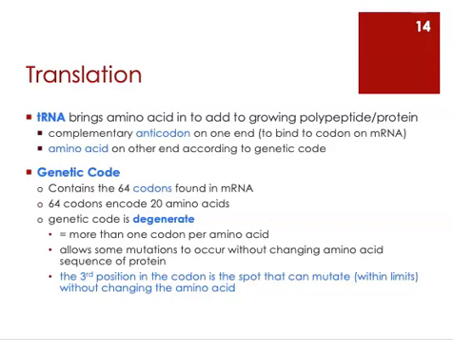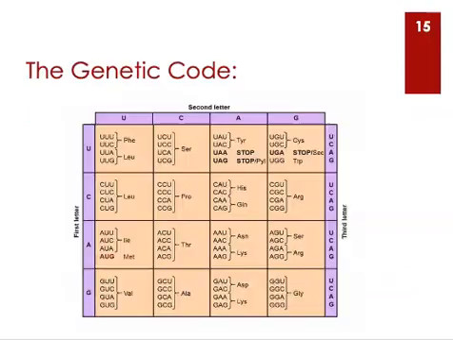And that's good. That helps a cell sort of weather certain mutations, get through certain mutations without having it affect its proteins. Take a look at the code. Remember what this table shows us. It's every possible combination of the 4 bases that are found in mRNA. Every possible combination of A, U, G, and C in groups of 3.